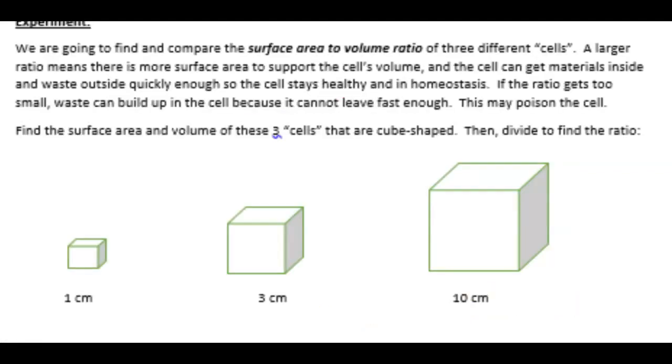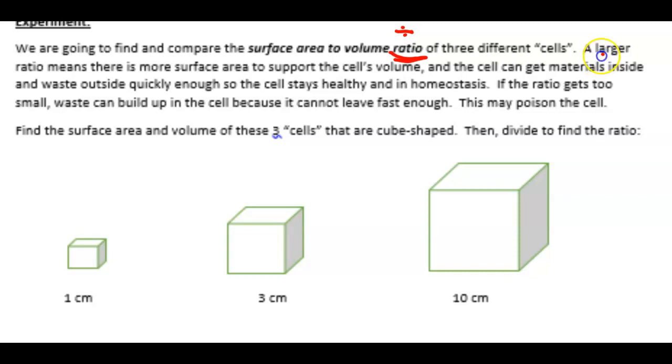Okay. So here we have 3 boxes. We're going to pretend these are cells. And we are going to find and compare the surface area to volume ratio. In math, a ratio, sometimes you think of it as a fraction or dividing. So we're going to find the surface area, find the volume, and divide them like a fraction.